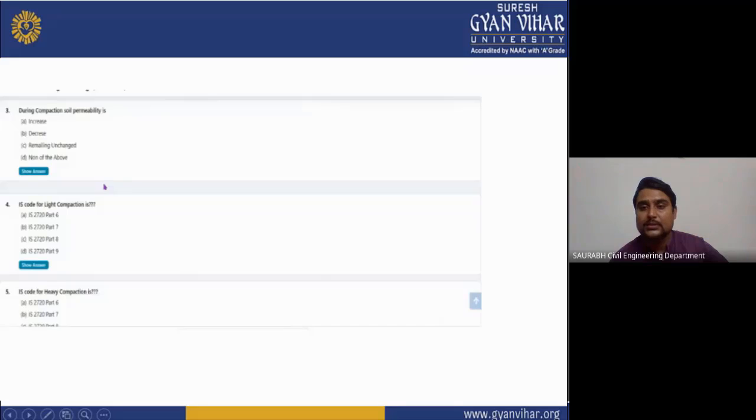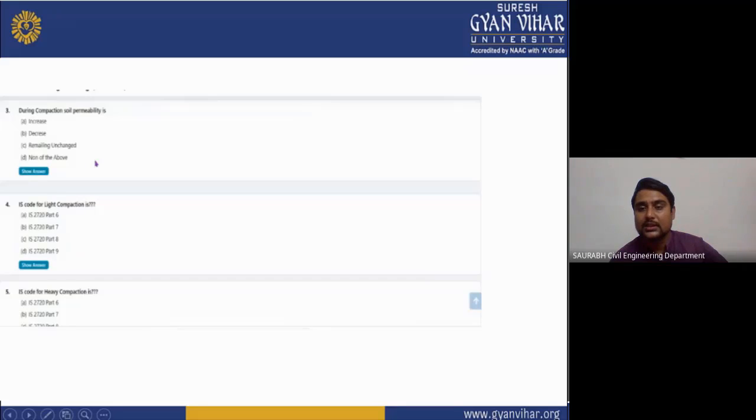So you can answer this question: during compaction of soil, permeability will increase, decrease, remain unchanged, or none of the above. So we know when we do soil compaction, what will happen?